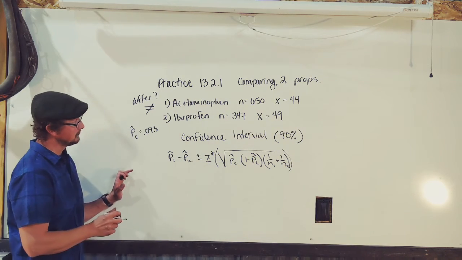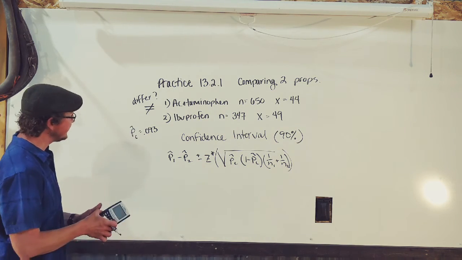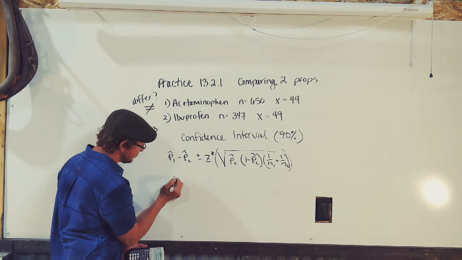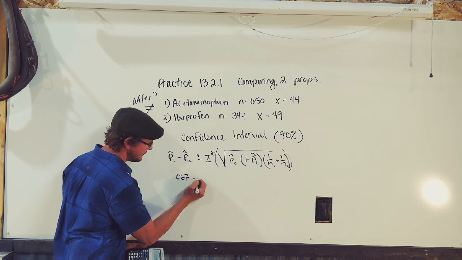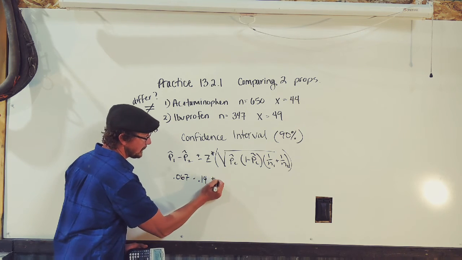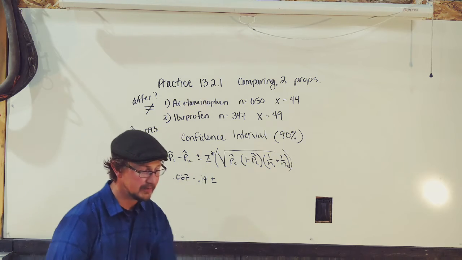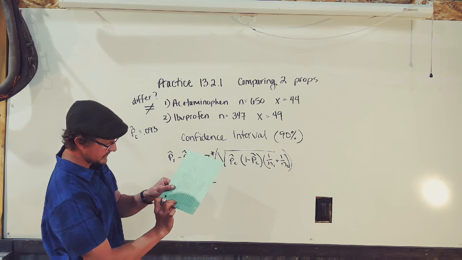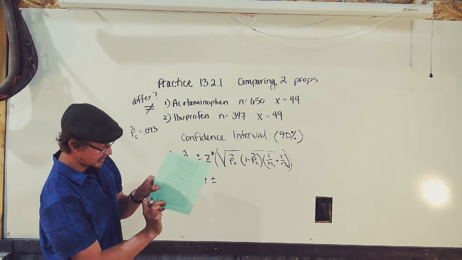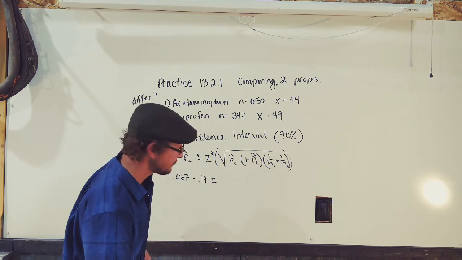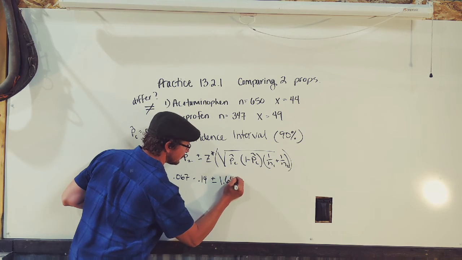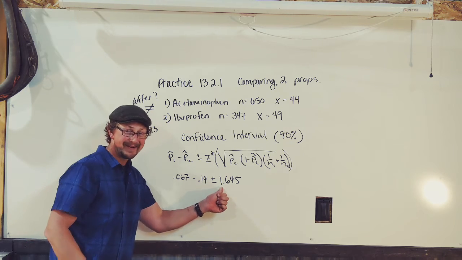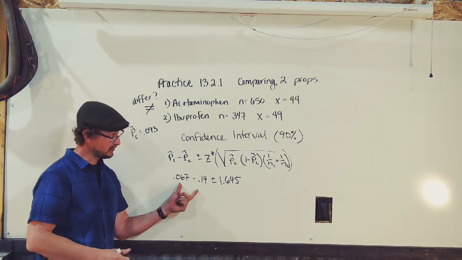All right, so I'm just going to sub in numbers here real quick. Of course, I've immediately forgotten what my sample proportion was. Let me figure that out again. Okay, so that was 0.067 minus 0.14 plus or minus my z star. Z star can be found for a 90% confidence level at the bottom of my table C. Here I am at 90%, looking at z star. It looks like 1.645. So that's saying that I'm 1.645 standard deviations up and down from the true difference.